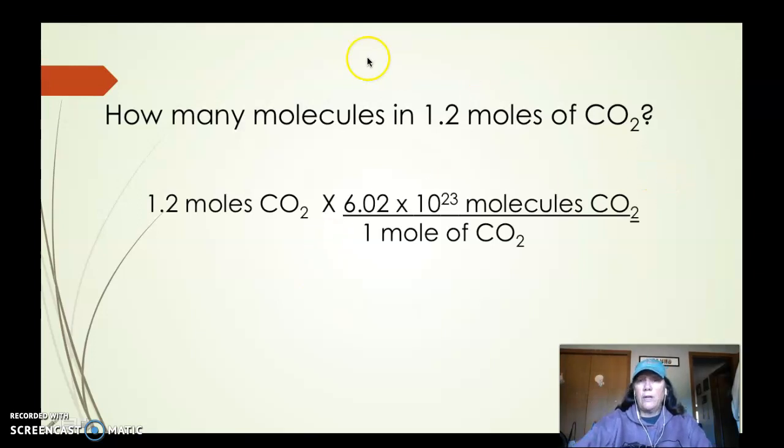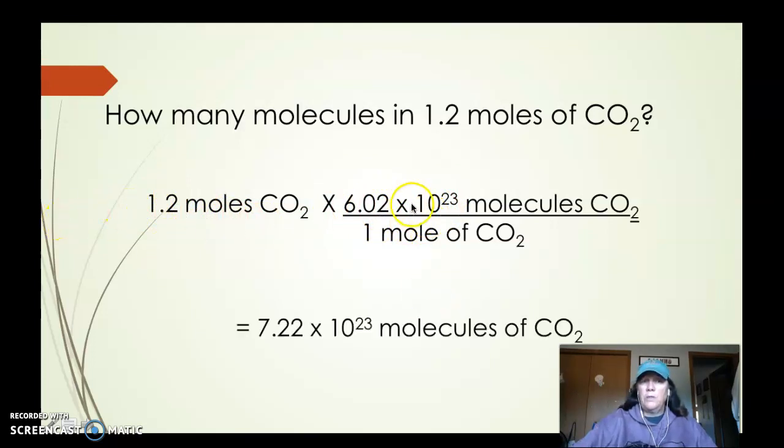So again, write down what you know. 1.2 moles of carbon dioxide. You don't have to find the mass of carbon dioxide. Not needed. Put your moles on the bottom and Avogadro's number on top. So you're just going to take this times this and then tack on your 10 to the 23rd. So when you take 1.2 times 6.02, you get 7.22 and then times 10 to the 23rd. So that's how many molecules there are in 1.2 moles. It would be of anything. It doesn't have to be just carbon dioxide, but of any substance, that's how many molecules you would have.